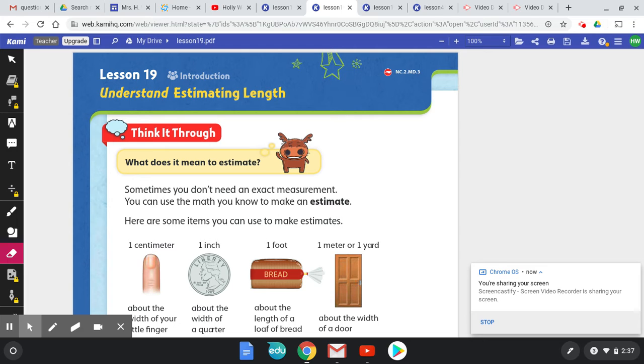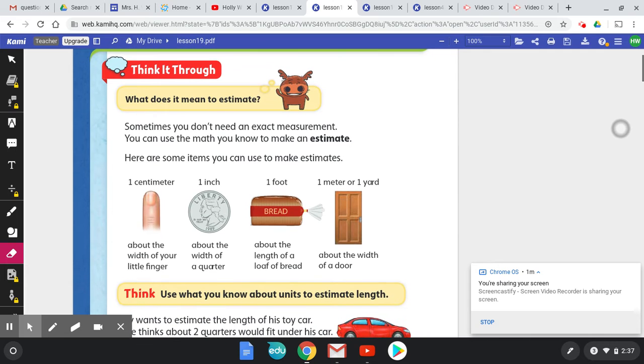So we're talking about understanding estimating length. Now, remember we talked about estimating. When you estimate something, I say that's an educated guess. It's a good guess. It's not just throwing anything out there. It's a good guess using the things that you already know. So what does it mean to estimate? Sometimes you don't need an exact measurement. You can use the math that you know to make an estimate.